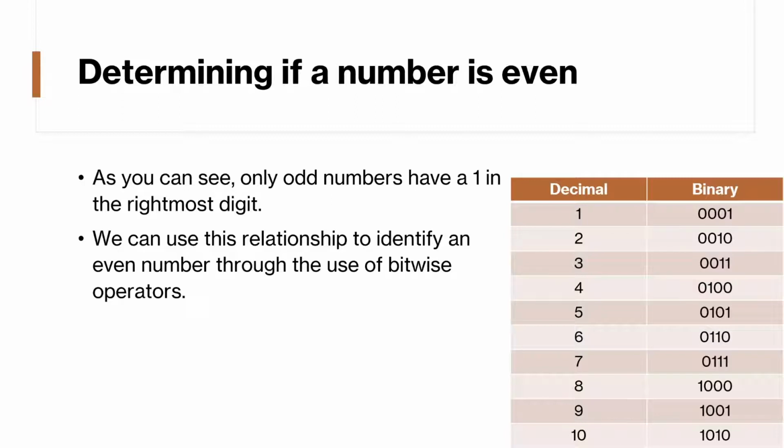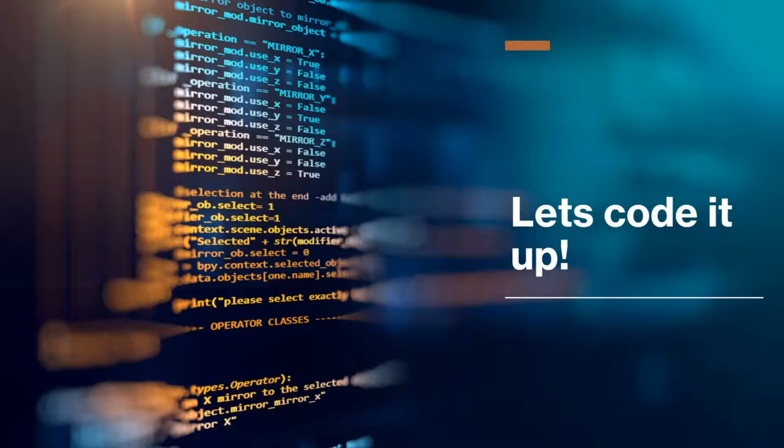So a very, very easy way to identify if a number is even or odd is just to look at that rightmost digit. That's all you would have to do. Just look at it and identify whether it's a 1 or whether it's a 0. And that is a very quick and computationally cheap way of determining if a number is even or odd. So let's code it up so you guys can see exactly how that looks.